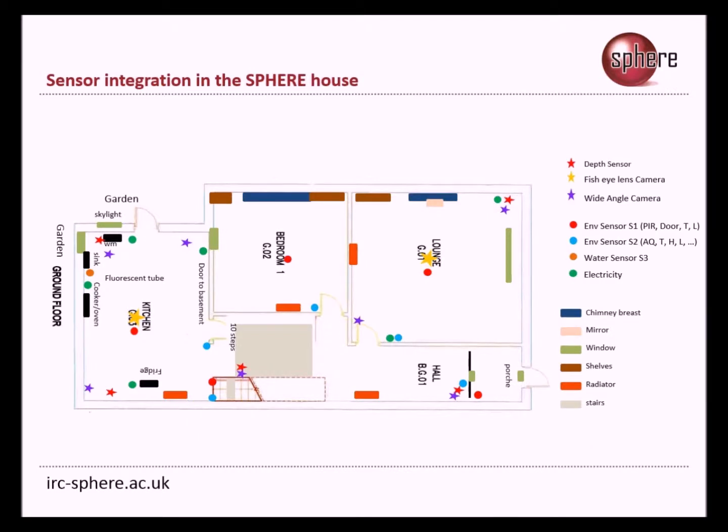So we have a SPHERE house set up here. It's a university property, and this is what it looks like. This is the floor plan of the ground floor, and the sensors in there at the moment. You'll see the environmental sensors as little circles, and then there are some cameras. This is a sort of exaggerated version of the researchers let loose and putting as many sensors as they want in there. So it's version 1.